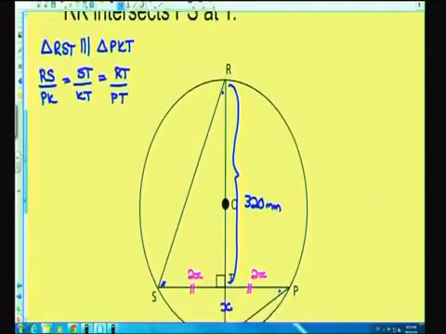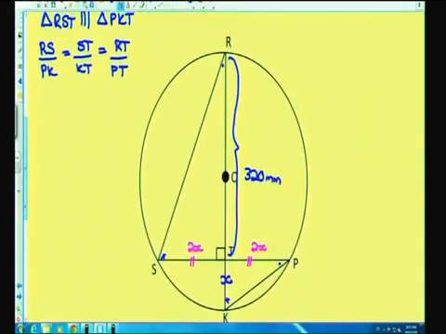And we're now ready to go. So do we know RS? No. Do we know PK? No. Do we know ST? Yes, we do. It's 2X. Do we know KT? Yes, it's X. Do we know RT? Yes, we do. And do we know PT? Yes, we do. So this part of the ratio is not needed.